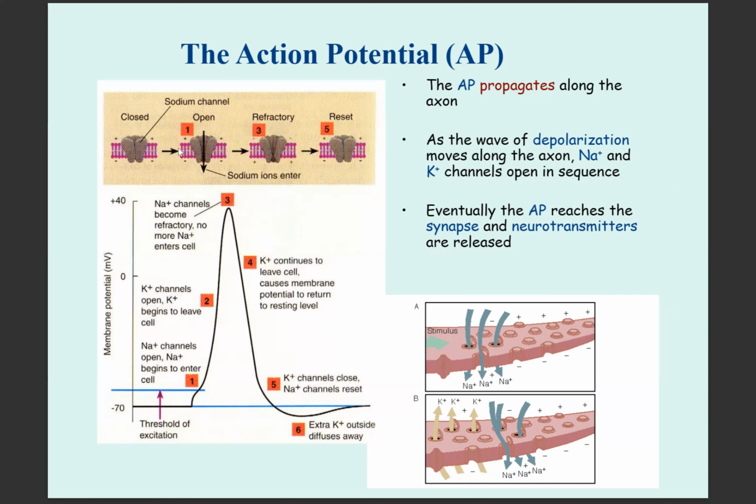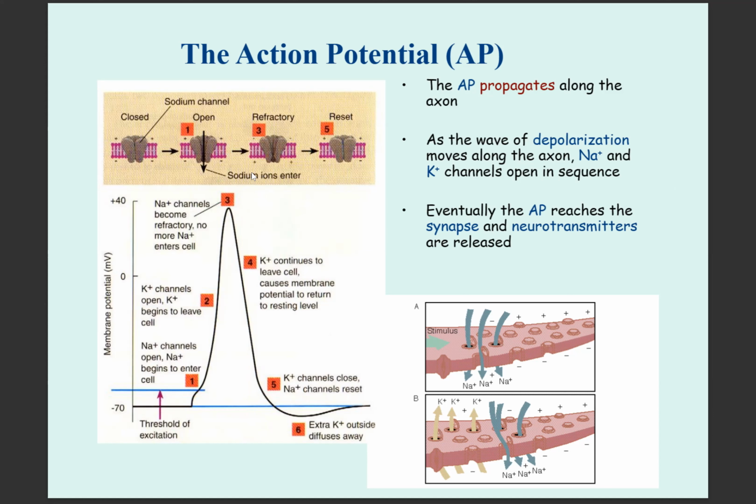This is going to cause a distortion in the membrane, leading to what? Depolarization of the membrane. And then as potassium begins to leave the cell, you have more depolarization of the membrane. Then at point 3, we call that a refractory period. Sodium channels become refractory, no more.